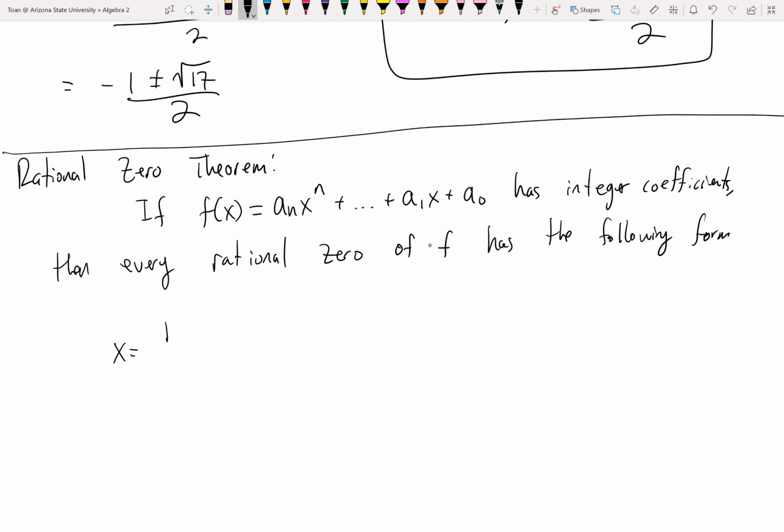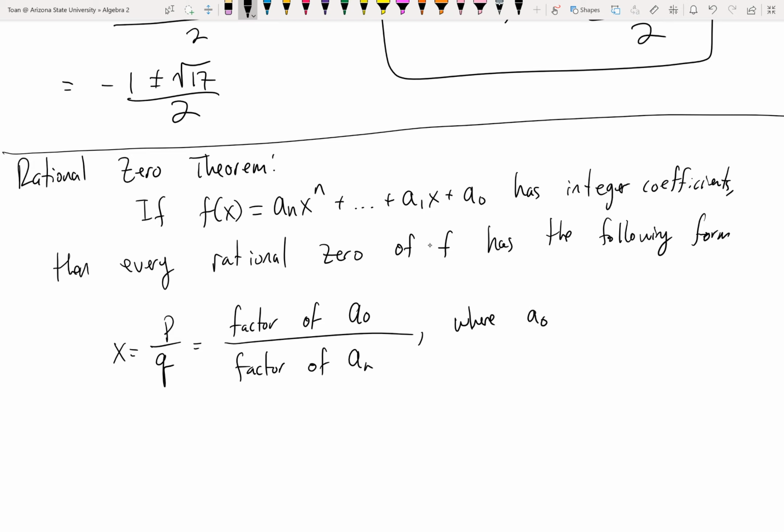X equals P over Q. Now you're probably wondering, what in the world is P and what in the world is Q? P is a factor of a sub naught, the constant, the very last number. Q will be a factor of a sub n, the leading coefficient, the very first number. But it's important that a sub naught and a sub n do not share any common factor.